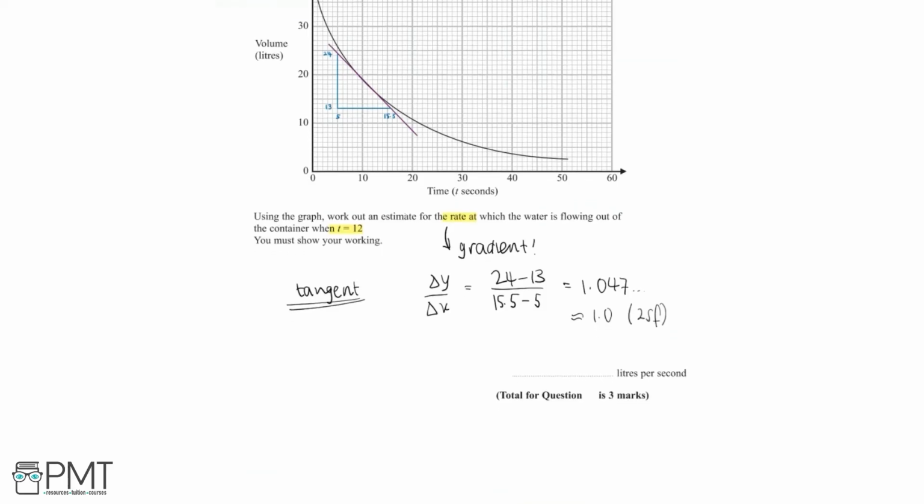And so we've found that an estimate for the rate at which the water is flowing out of the container when t is equal to 12 is approximately 1.0 litres per second.